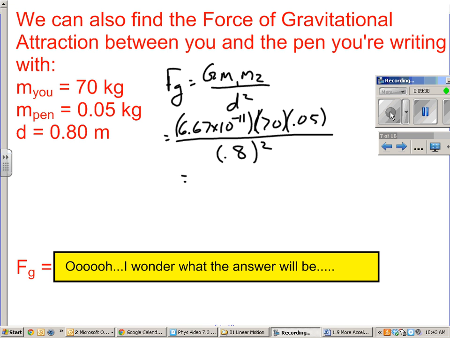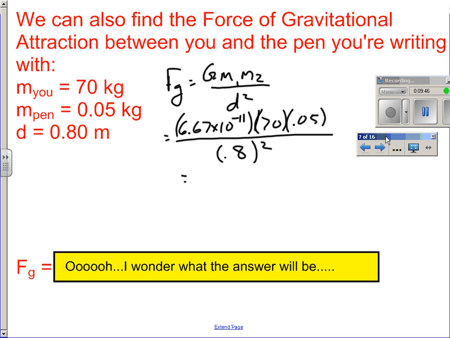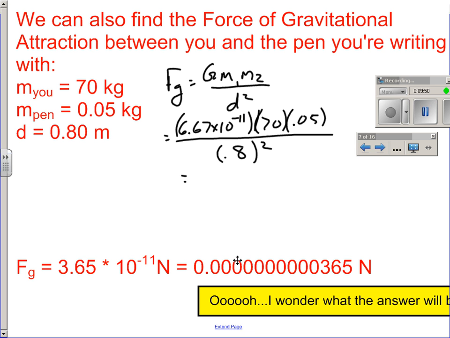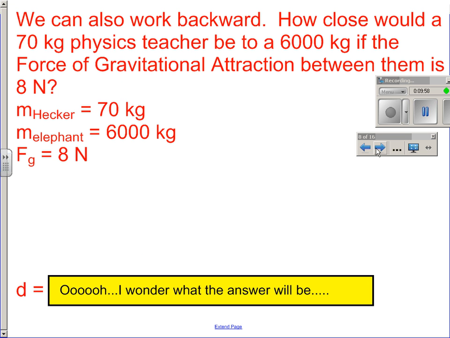So when you plug your numbers in here, you get these guys. I skipped the units to keep things simple. Plug it into your calculator, and you should get that. Cool. So final example, we can also work backwards.